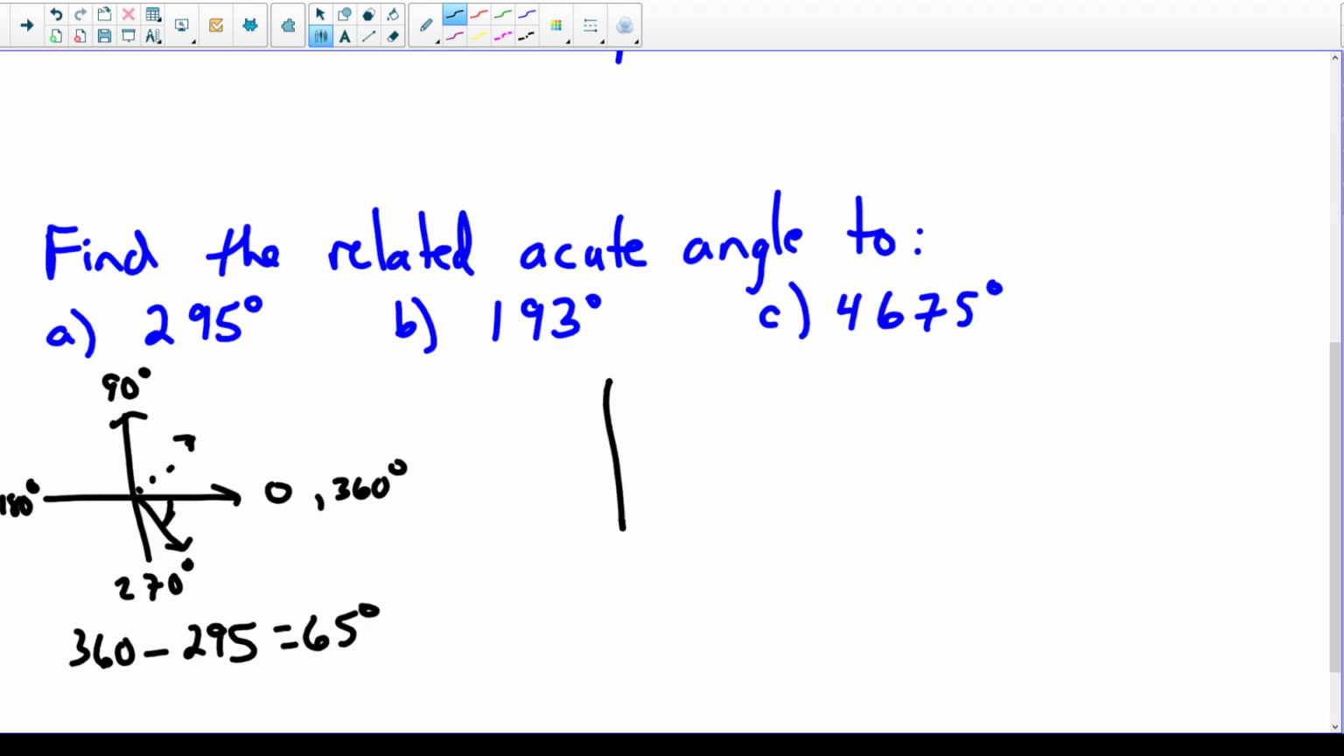For 193, again, I'd want to draw an idea as to where it is. It's past 180, before 270, so it's somewhere in the third quadrant. And like I said, this one's very easy because we know that this angle is 180, so it's just 13 degrees more, right? And that 13 degrees would be the opposite angle. If you look at the opposite angle theorem, it would be the related acute angle. So this one's just 13 degrees. So that one's pretty easy to do.